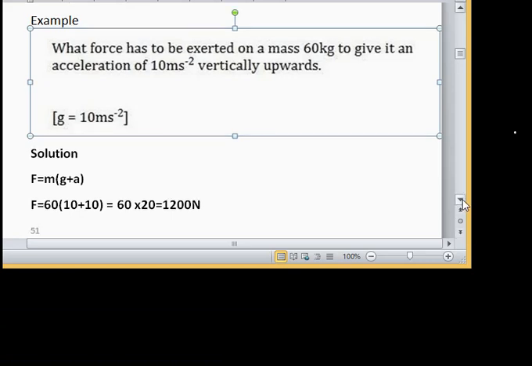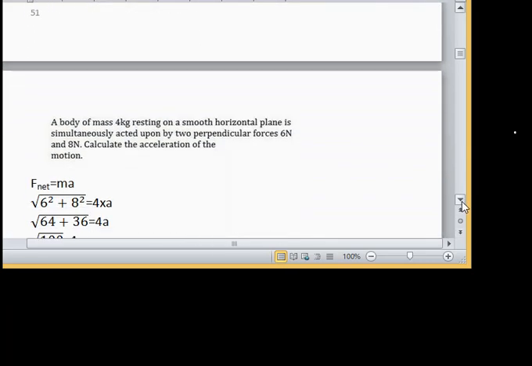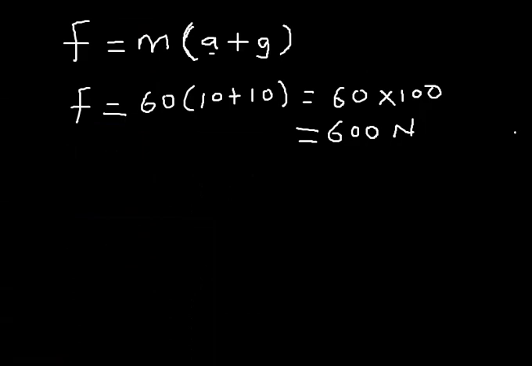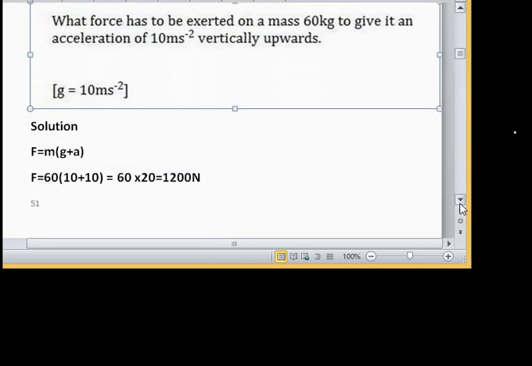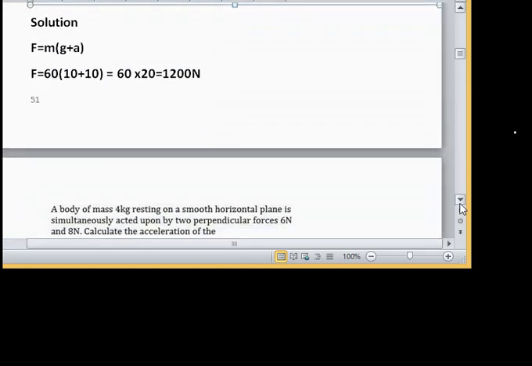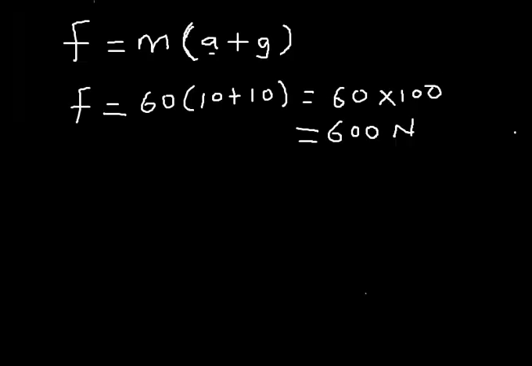Okay, so I hope that is well understood. What did I do? Why is it different from... Okay, can you imagine me making a very big mistake? 10 plus 10, please pardon me for the mistake. 10 plus 10 is 20, right? So I'm having 60 times 20, which is 1,200. 1,200 Newton.